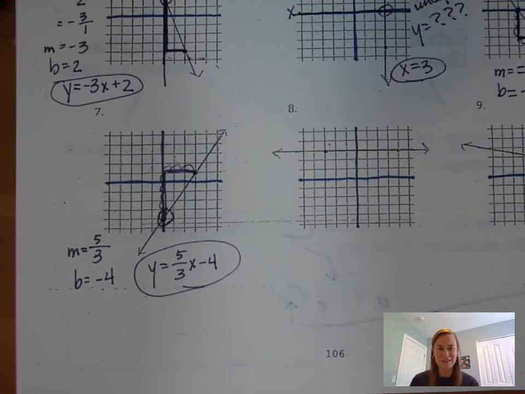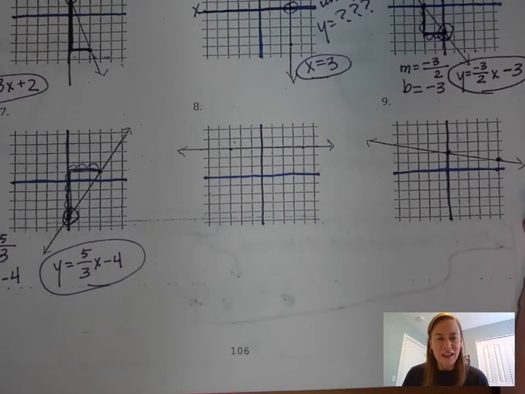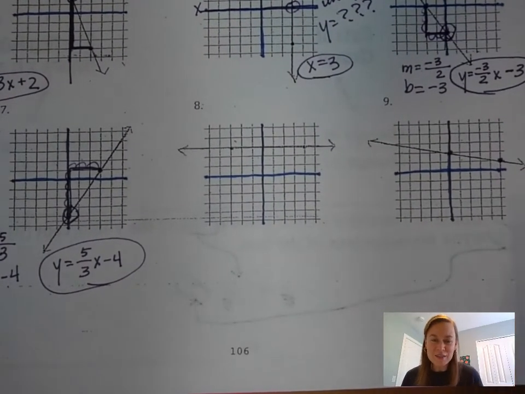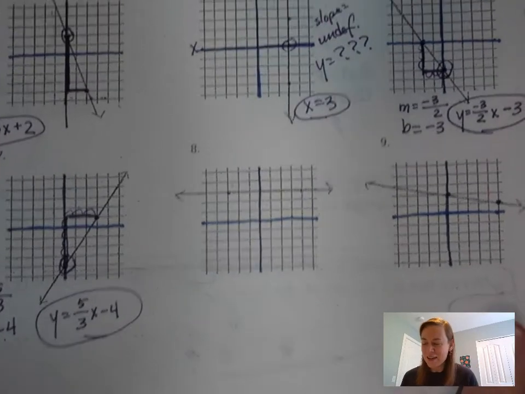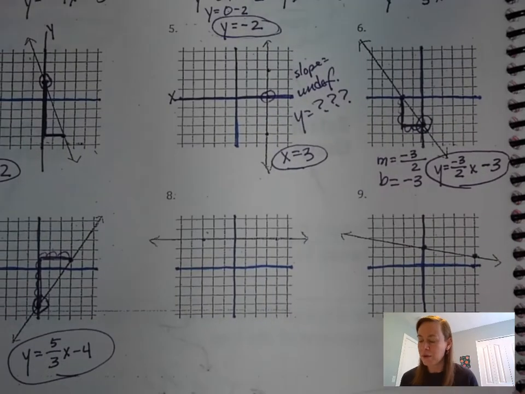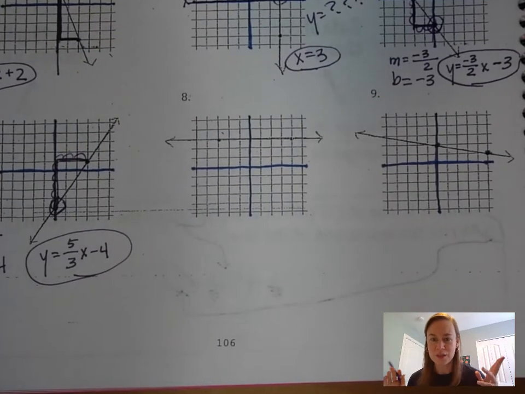Okay, did you get it? If you did, awesome work. Okay, let's go on to number 8. Number 8 is a horizontal line, so it's going to look a little bit different. It's not quite as weird as the last one, but it's a little bit weird. Let's go ahead and talk about it in terms of slope and y-intercept.